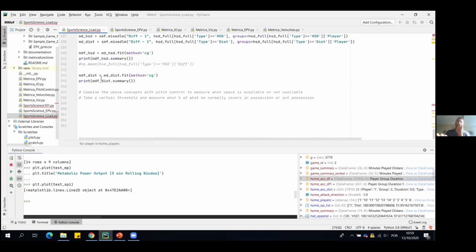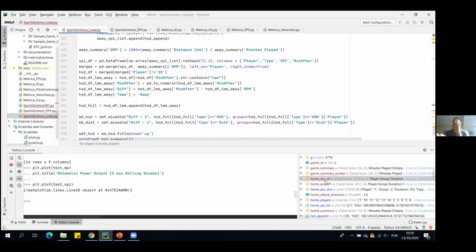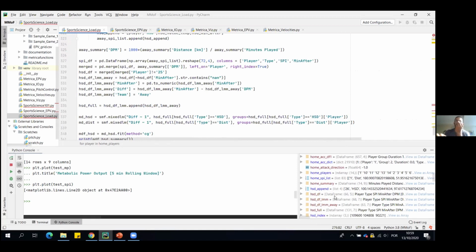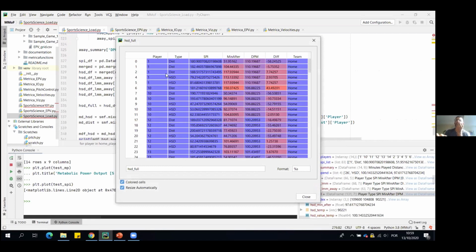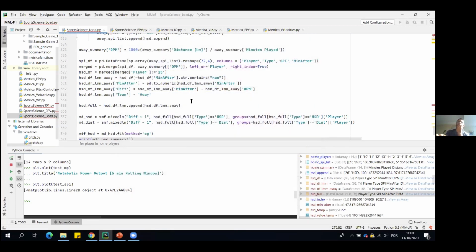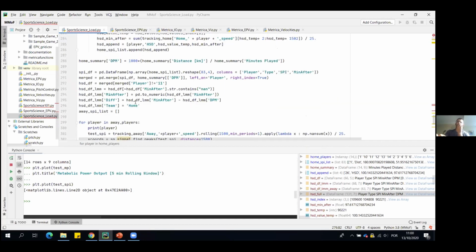Doing it for the away players as well, so I have a bigger sample size, and then we end up with something called HSD full. And HSD full looks like, for each player, we know what the type of sequence of peak intensity it was, the total distance or the distance traveled above 5 meters per second. What was the actual value of it? What did they cover a minute after in terms of total distance? What was their distance per minute for that match? And the difference. So that's what these lines of code do regarding SPI.